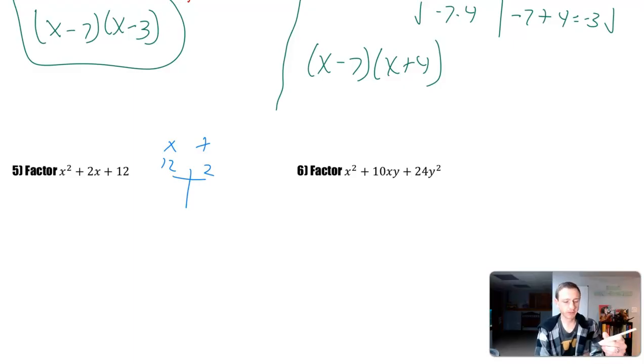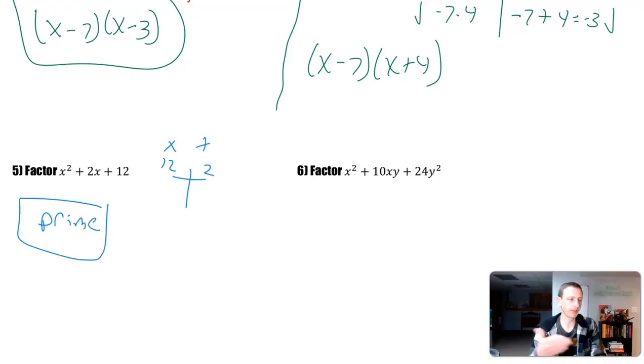Can't think of anything else. So it doesn't look like we can do anything that multiplies to 12 while also adding up to 2. So therefore, this one is prime. You cannot factor it. There's nothing that works. I just went through them: 6 times 2, 6 plus 2, 8; 4 times 3, 4 plus 3, 7; 12 times 1, 12 plus 1, 13. Nothing works. So that's going to be prime.